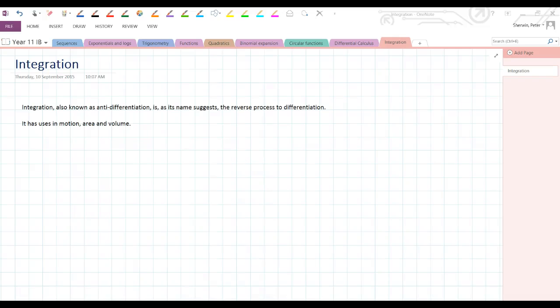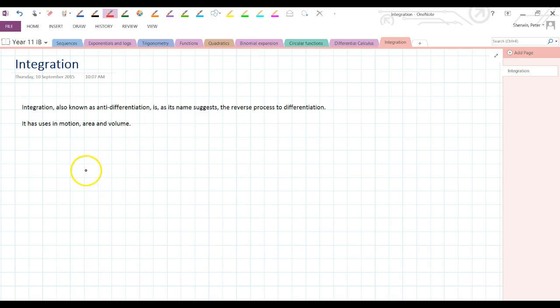Okay, it's time now to take a look at integration, which is, as I've said in my note here, also known as anti-differentiation. And as its name suggests, it is the reverse process to differentiation. It has uses in motion, area, and volume.